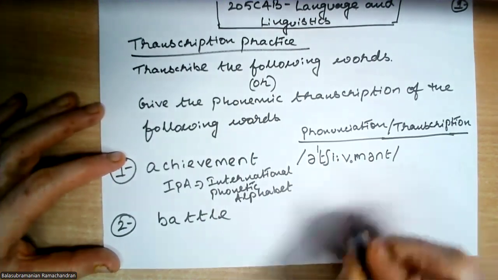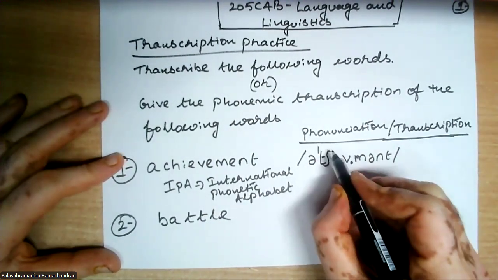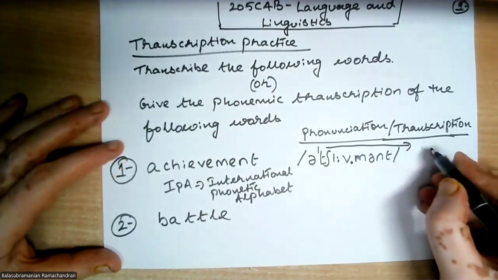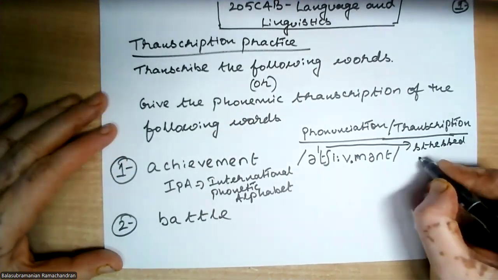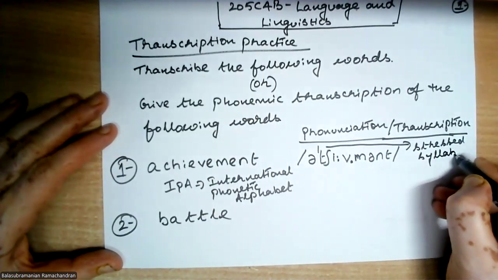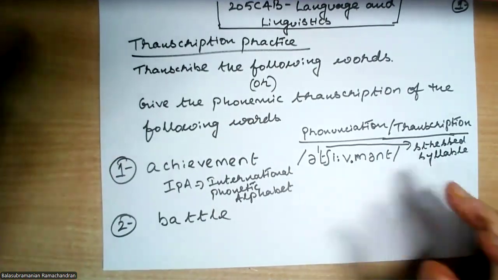That is what the syllable boundary means. Now, what does this represent? This represents the stressed syllable. Okay. All this will not be asked. I'm just explaining it to you.